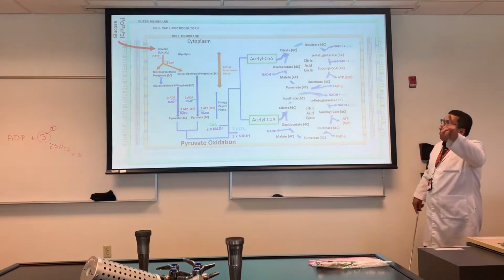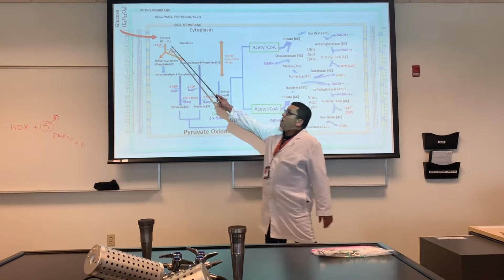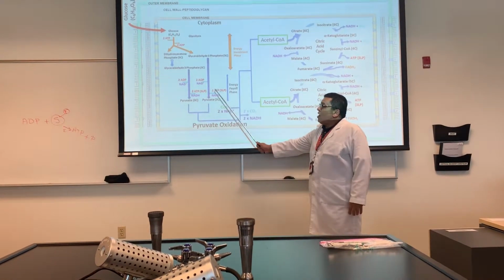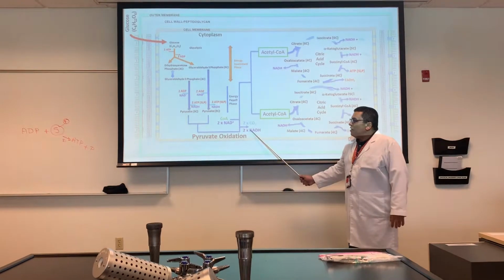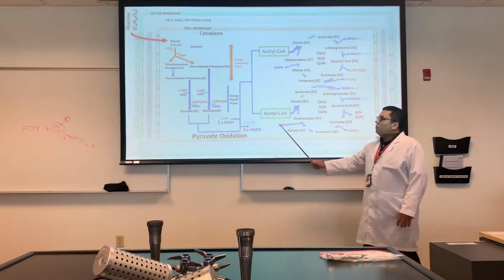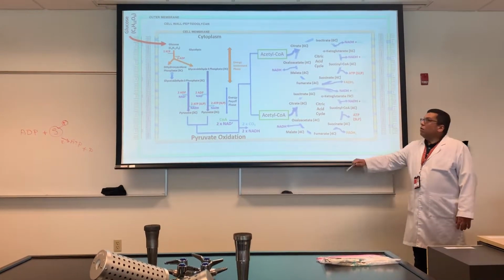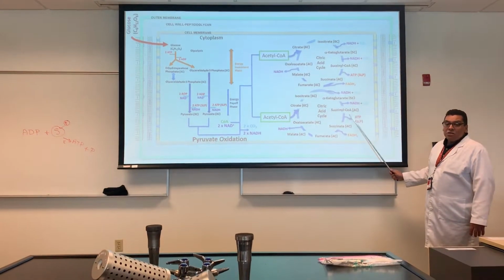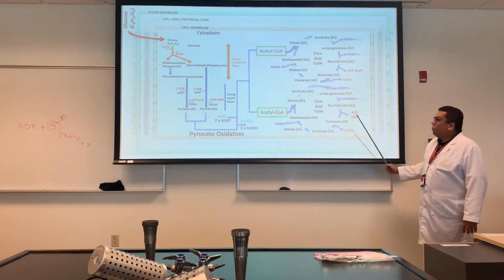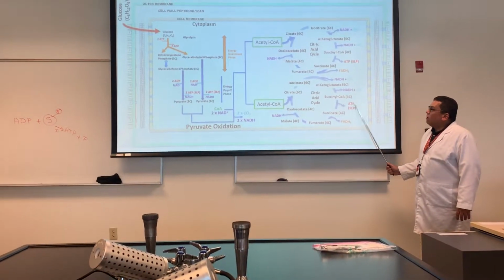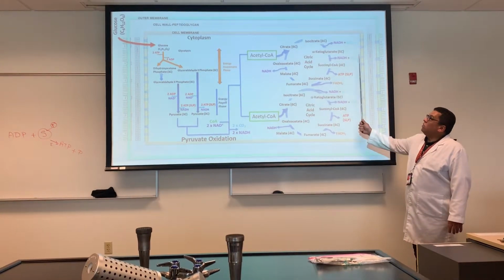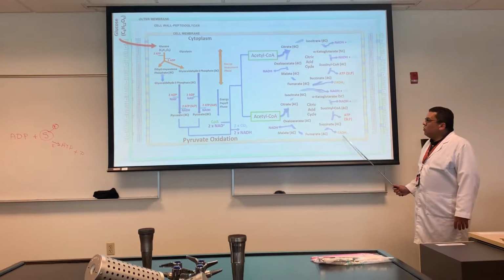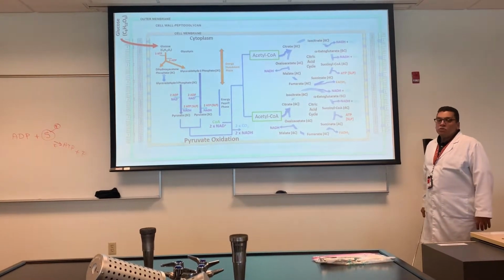So now, from 1 glucose, you're going to end up with 2 NADHs from here, 2 ATPs from here. 2 NADHs from pyruvate oxidation, 2 CO2s. 6 NADHs from the Krebs cycle. 2 ATPs from the Krebs cycle, because you do it twice. 4 CO2s and 2 FADH2s.